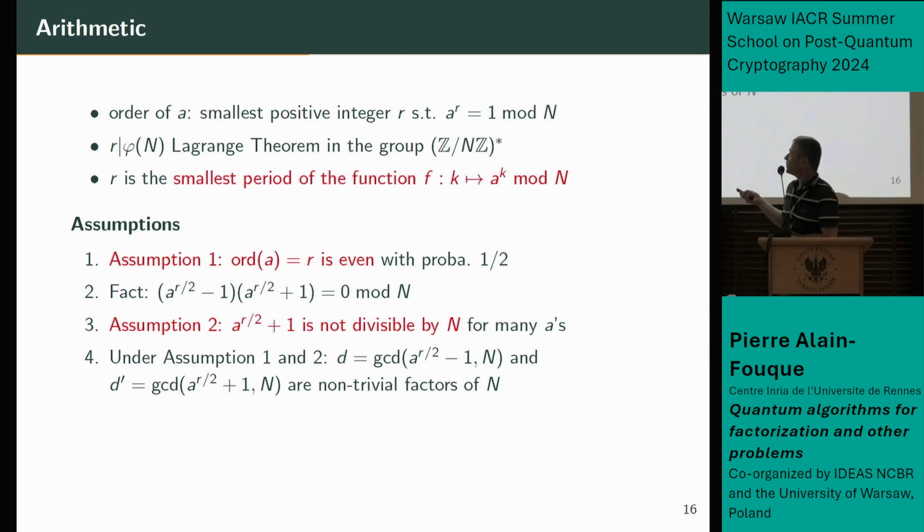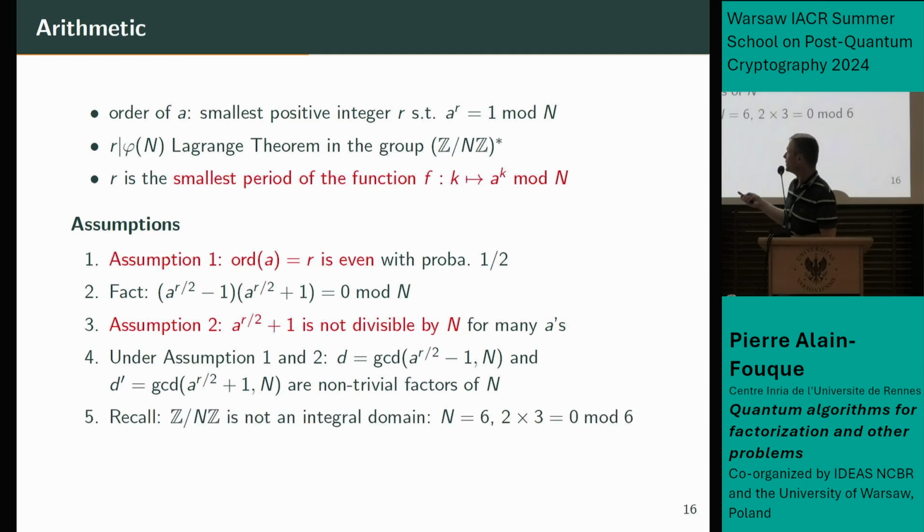Okay? But if we assume both assumptions, we can see that we automatically get some non-trivial factor of n. It's not very complicated. In fact, you can see that Z_n is not an integral domain, and that means that you can have a zero divisor, and it's exactly what happened here. So you will get the factor 2 and the factor 3 automatically if you have such a decomposition.